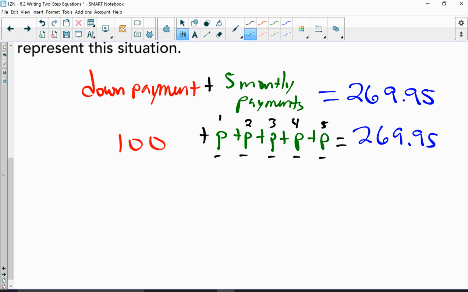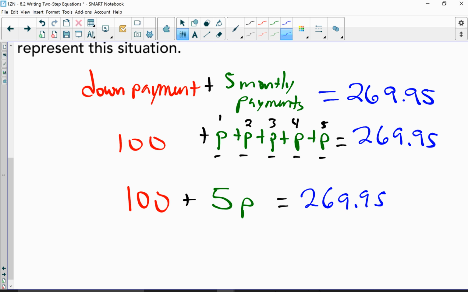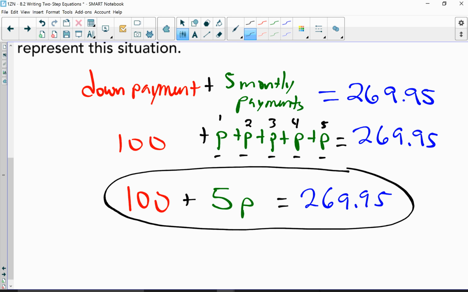We can simplify this, though, by combining like terms. It's going to be 100 plus 1, 2, 3, 4, 5p equals 269.95. Look at that. We have an equation. We can't combine any like terms anymore. There's nothing to simplify on either side of this equation. So there's my equation.